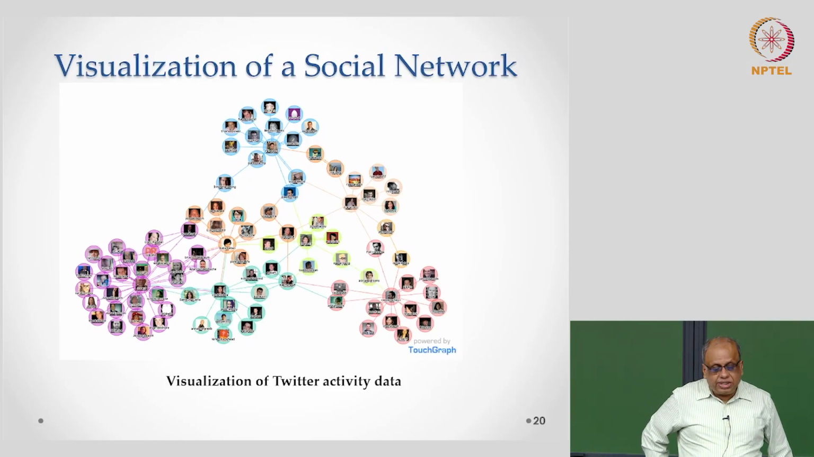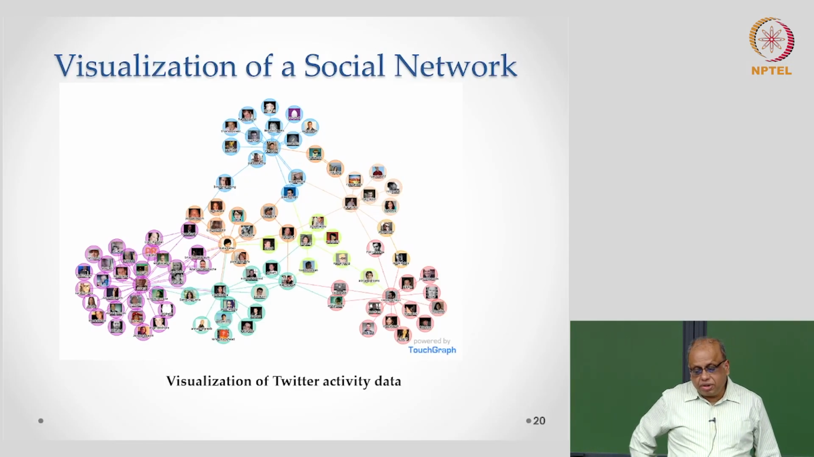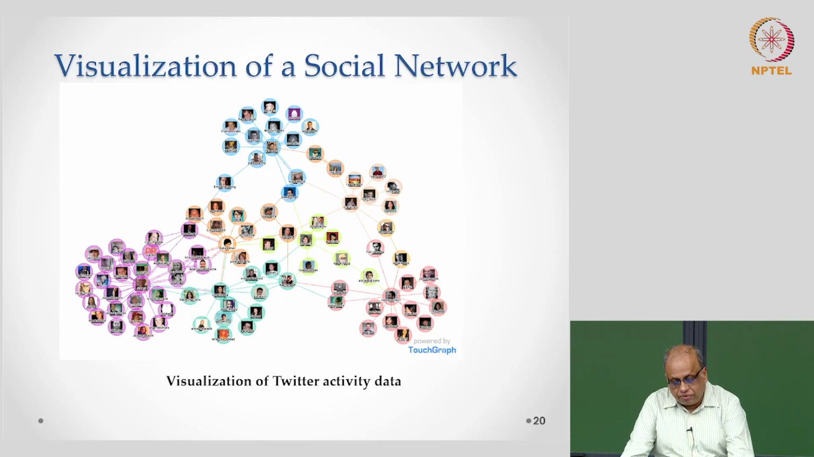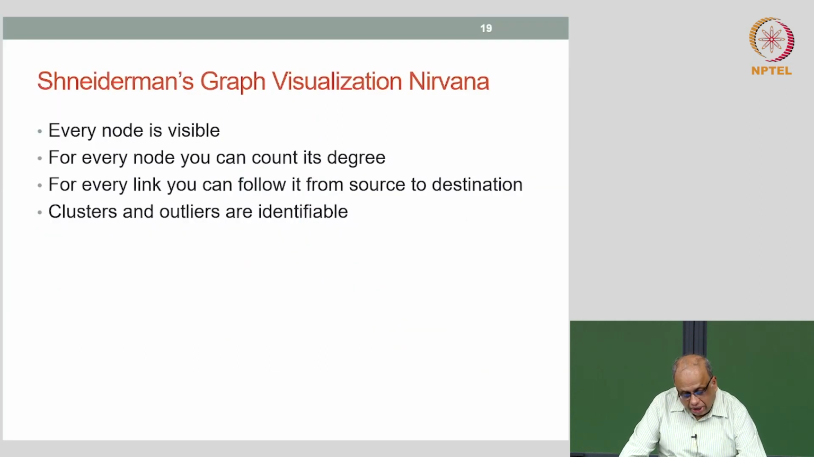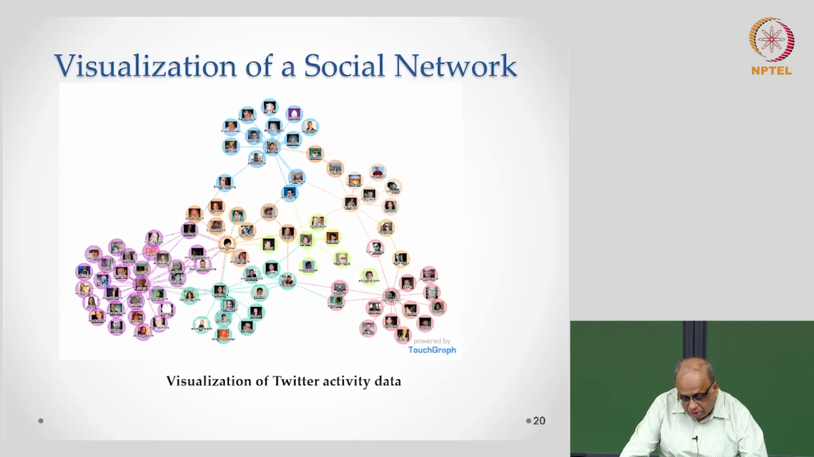So for example, this is a good visualization. Okay, this is a visualization of a social network, and all of the attributes that Ben Shneiderman mentioned are there. You can see every node, and the second one is every node you can count its degree, so you can count the degree of every node.